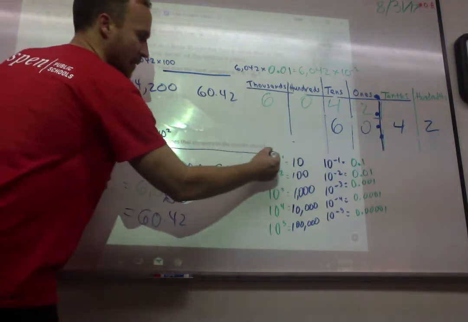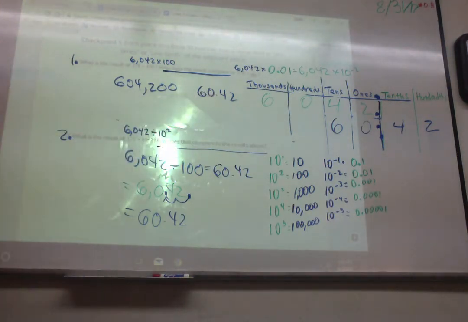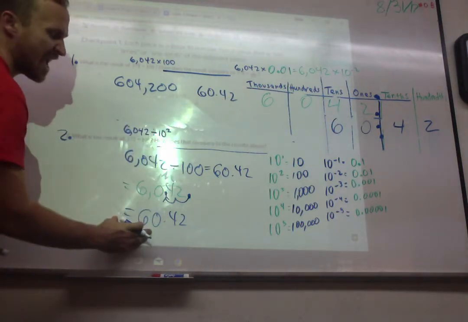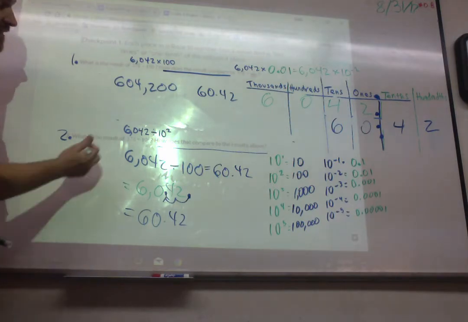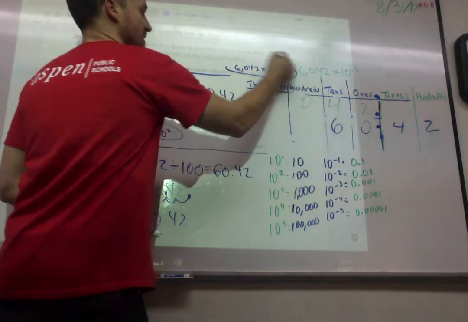How does that number compare to the results above? Hopefully what I wrote out here helps. This is the same value. How much smaller is it compared to this number? And notice how this question is just like this question.